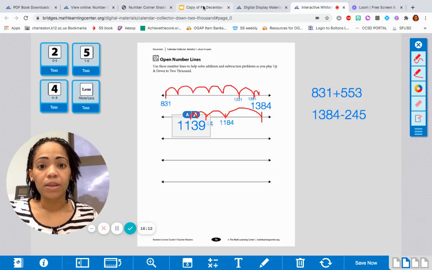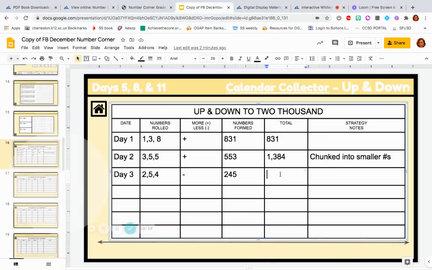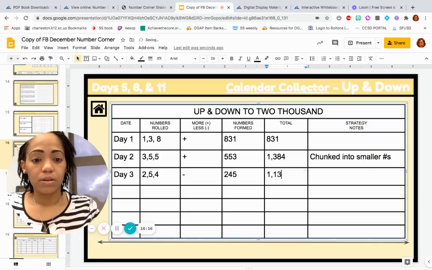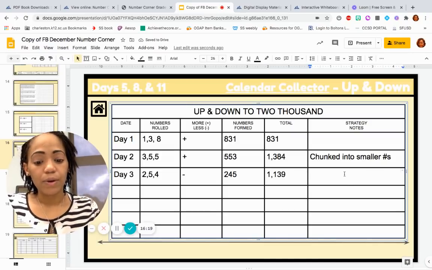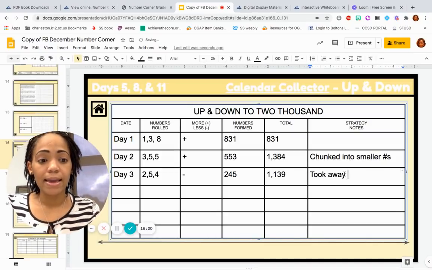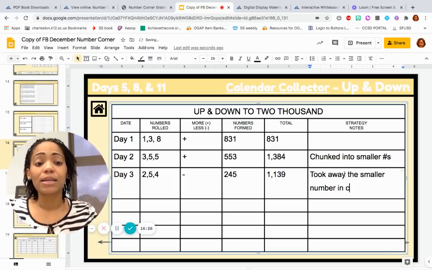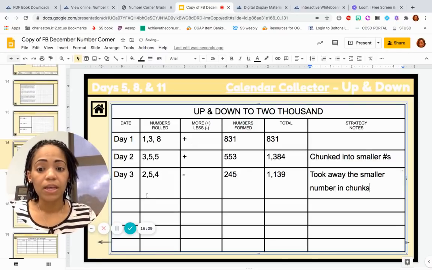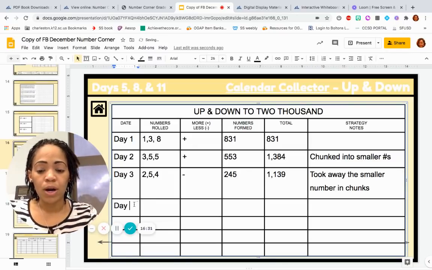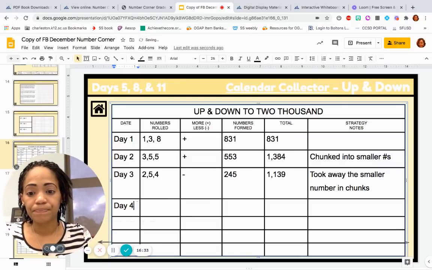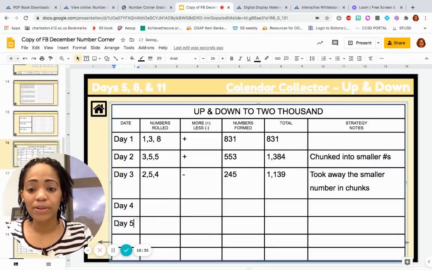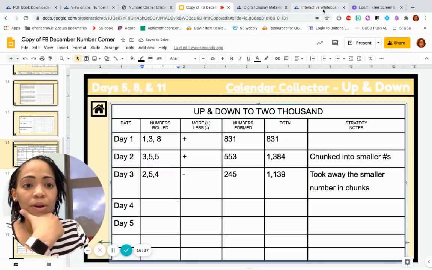Good. So here's our total. And we took away the smaller number. We didn't find the distance between, we took it away in chunks. Okay, now we're going to do day 4 and day 5 quickly, and that'll be it for number corner today. So day 4, let's roll.